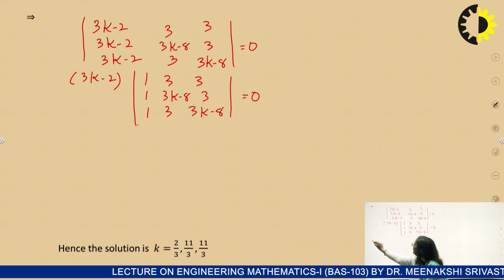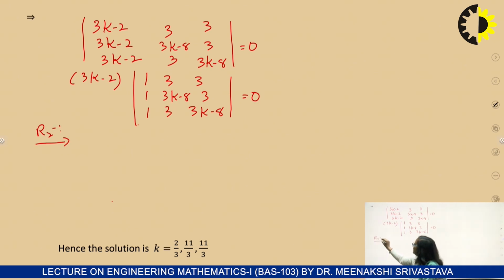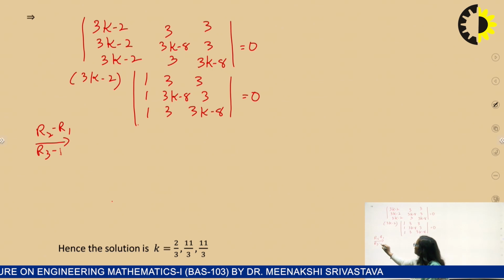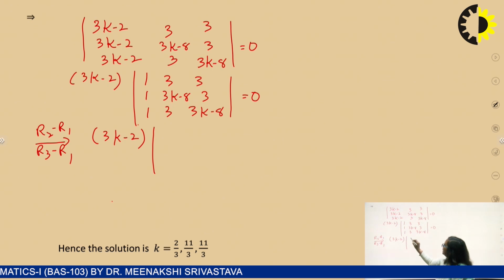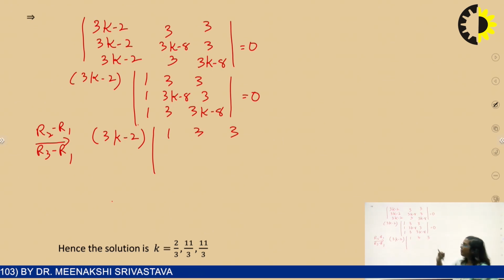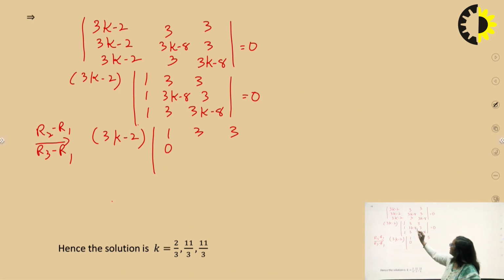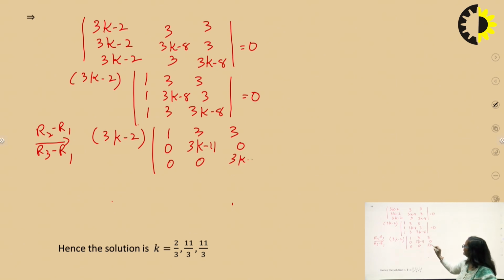So I'm applying the row transformations R2 minus R1 and R3 minus R1. So this is 3k minus 2. The first row remains the same, 1, 3, 3. What about the second row? It's 1 minus 1, 0, and 3k minus 8 minus 3, which is 3k minus 11. 3 minus 3, 0. In the third row, 1 minus 1, 0, 3 minus 3 is 0, and 3k minus 8 minus 3 is again 3k minus 11. Put it equal to 0.